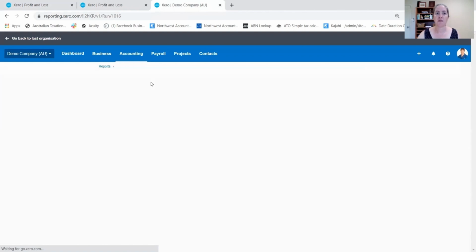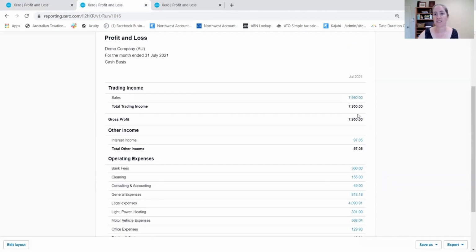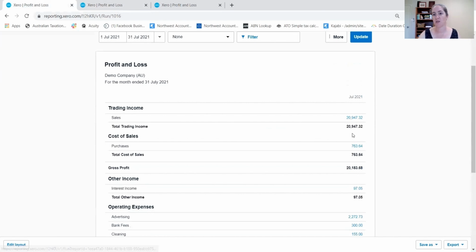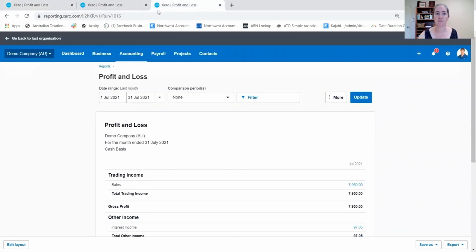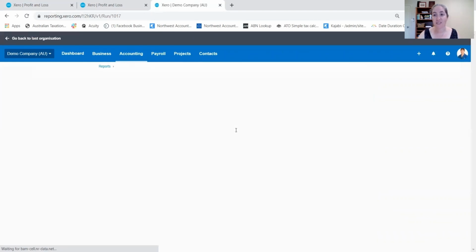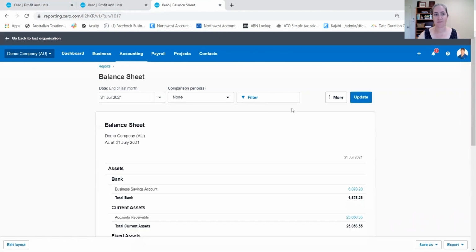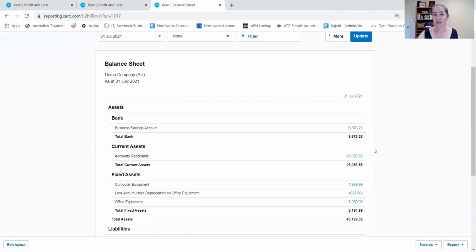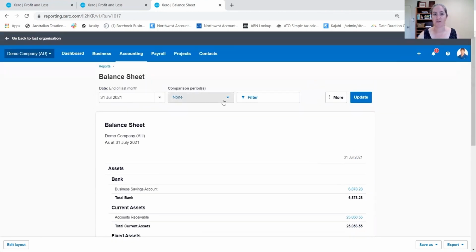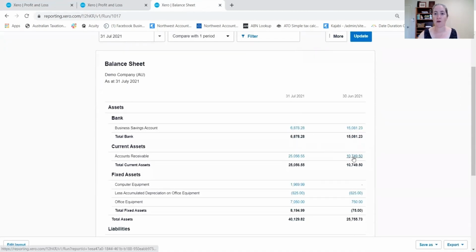The rest of the story is the balance sheet. So with our sales, we've received in 7,900. We've invoiced out 20,000. Our balance sheet should show an increase of debtors. Let's go to July. So our accounts receivable would have increased over that period of time. From 10,000 at the end of June to 25,000 at the end of July.